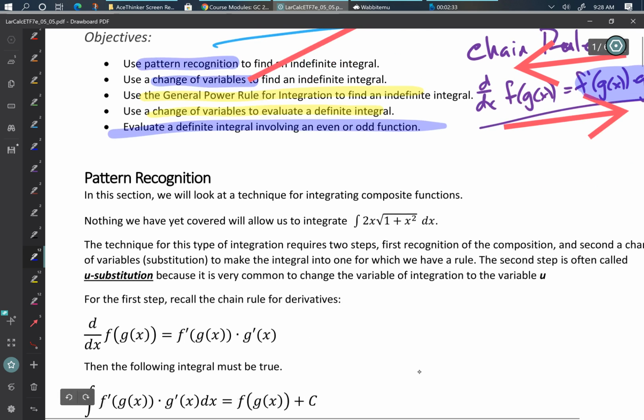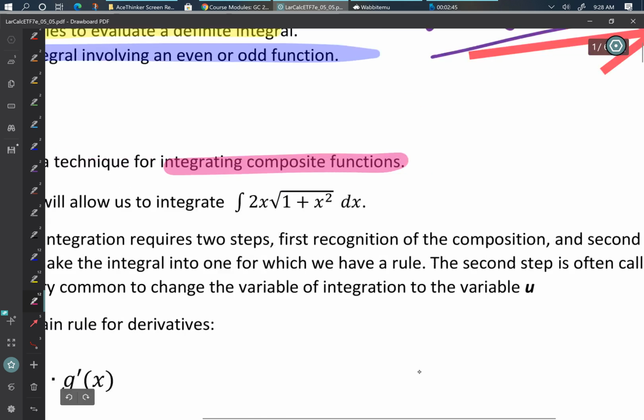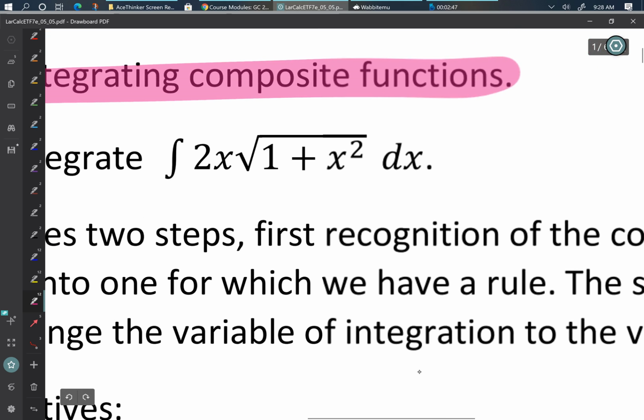All right, so that pattern recognition thing that I was talking about. Because we're taking a look at a technique for integrating composite functions, we need to be able to look at things and see them as composite functions. For example, if this was given to you, nothing that we've been given so far in terms of a technique for integration will help us with this. None of our power rules, none of our trig rules, nothing will help us solve this.